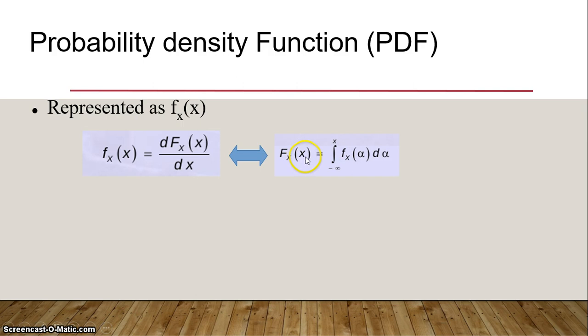If F_X(x) is nothing but what you are calculating up to x, it is the cumulative distribution function. Integration is always averaging out. So it averages all the values at x equal to x1, x equal to x2, and so on till x. That's why it ranges from minus infinity to x. The integral of f_X(alpha) d alpha is nothing but the distribution function.